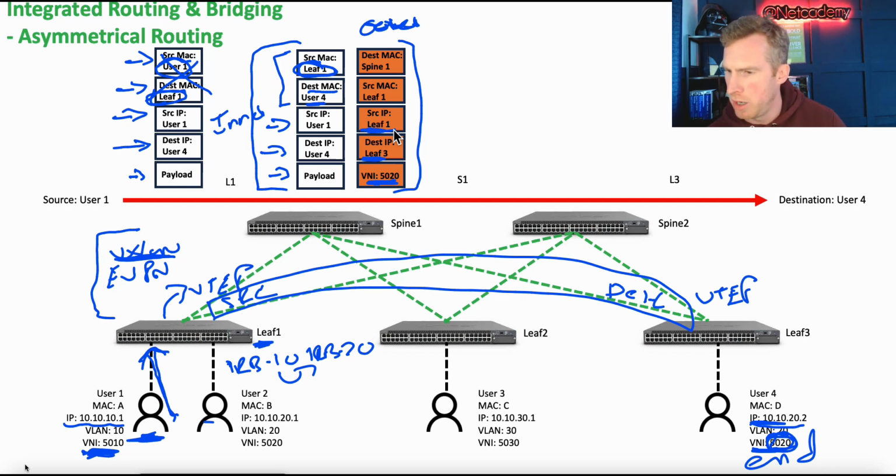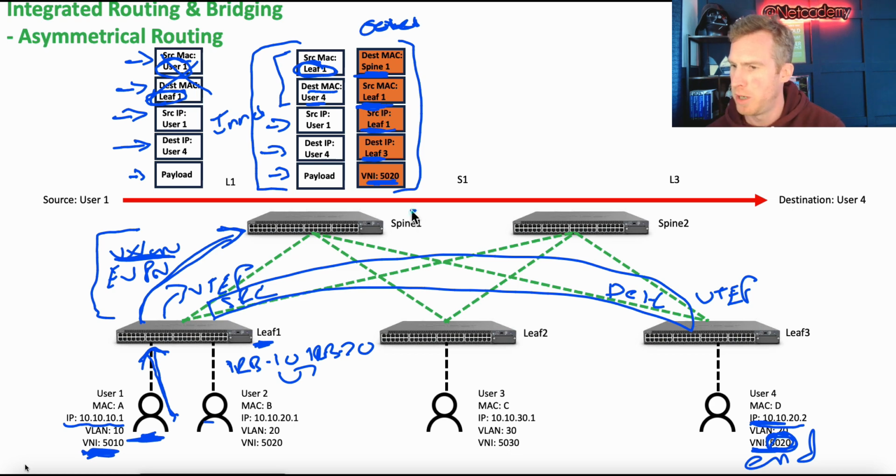And because this is going through spine 1, we need to say at layer 2, the next hop is the destination MAC address, hop by hop. At this point, the next hop is spine 1. So this frame, as I said, is going to go up to spine 1. And that frame is coming from leaf 1.